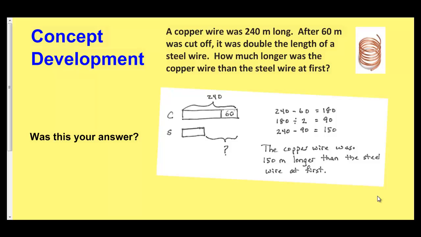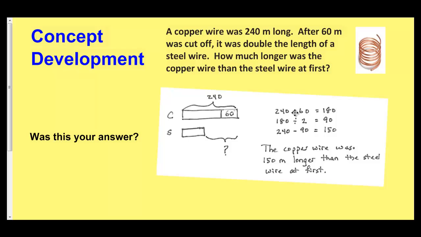That's your answer. So I want you to notice my tape diagram. So obviously C stands for copper. The total was 240 meters long. 60 meters was cut off. It was double the length of the steel wire. There was the copper wire and then the steel wire.